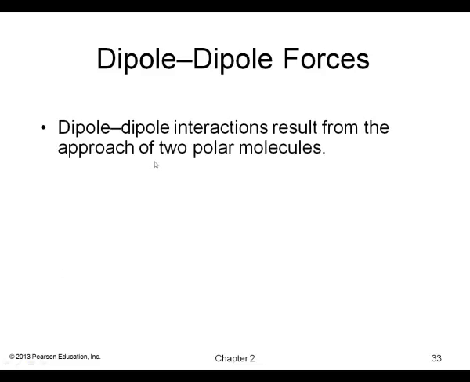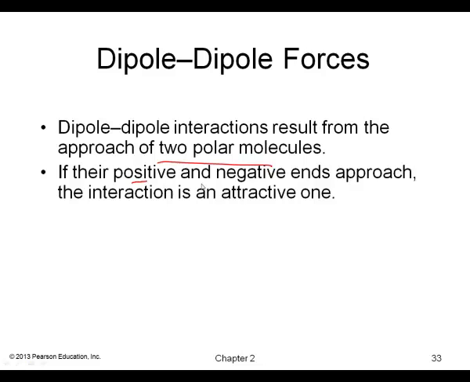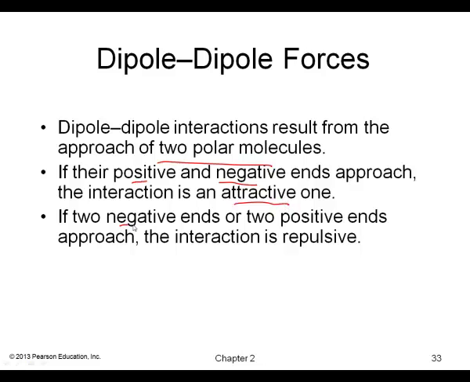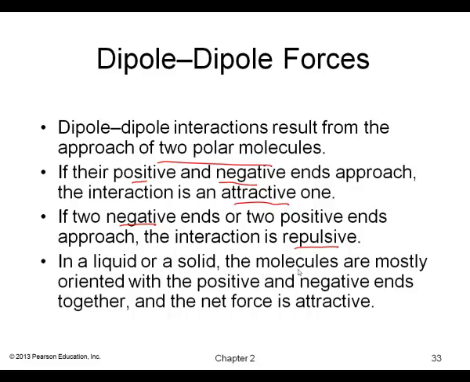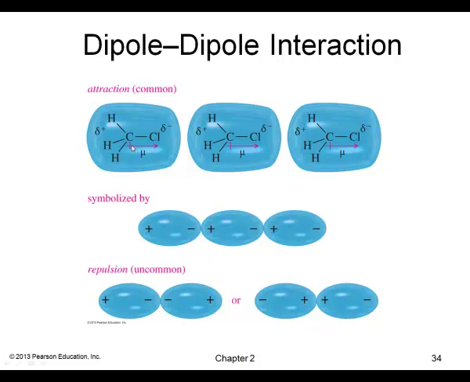Okay, so dipole-dipoles, if I have interactions between 2 polar molecules, their positive and negative ends are attractive toward one another. Okay, if you have 2 negatives or 2 positives, they end up being repulsive. Okay, so in a liquid or solid, the molecules are oriented with the positives and the negatives together so that the net force is attractive. And here's how we can display that. So if I looked at CH3Cl, the chlorines would be attracted to the positively charged carbons. Okay, so you can symbolize it like this. Repulsion is if you put 2 of the same ends together.